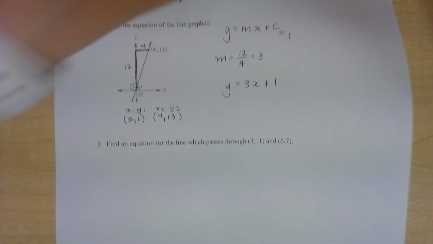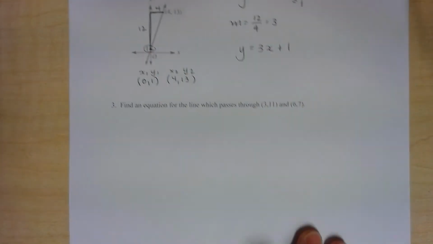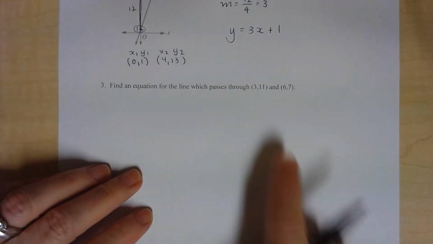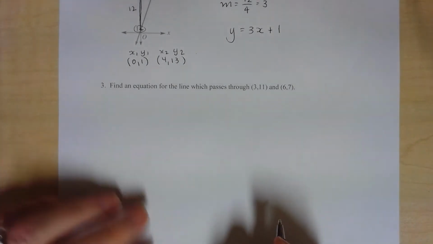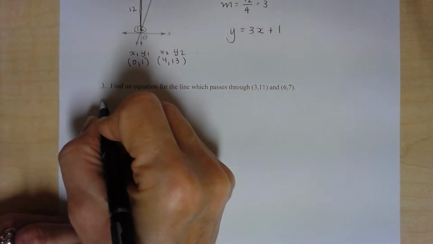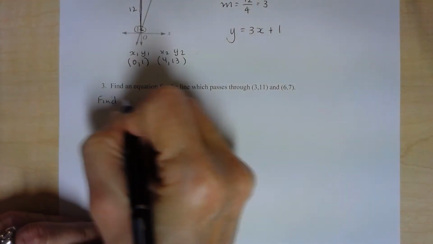Okay, now the hard one. So the hard one goes like this. Sometimes you're just given 2 points, no graph or anything, and you need to figure out what the equation is. So the first thing I do is find the slope, or the gradient.